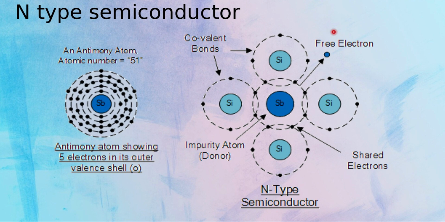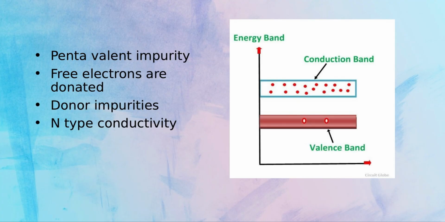And this free electron also has the capability to move in and around the atom, contributing to the flow of electricity. Now let's take a look at the energy band diagram of an n-type semiconductor. There are more free electrons and very few holes in the valence band. And these atoms are called donors because they have free electrons in excess and want to donate everything that they have in excess. And the conduction caused by an n-type semiconductor is called n-type conductivity.